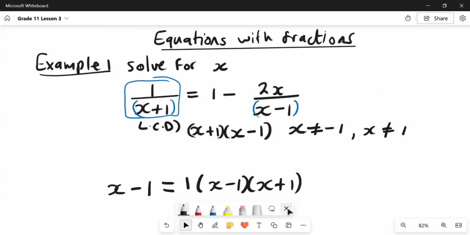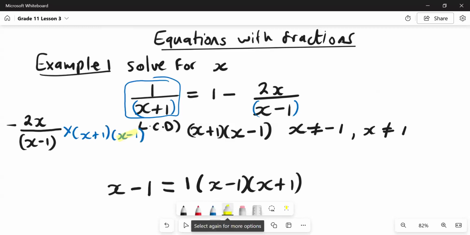Perfect. Now, the last part there is our minus 2x over x minus 1. Obviously, we have to multiply with the LCD again. So let's do that, multiplied by x plus 1 and x minus 1. x minus 1 and x minus 1 cancel. Then minus 2x times x plus 1. So you'll end up with minus 2x multiplied by x plus 1.